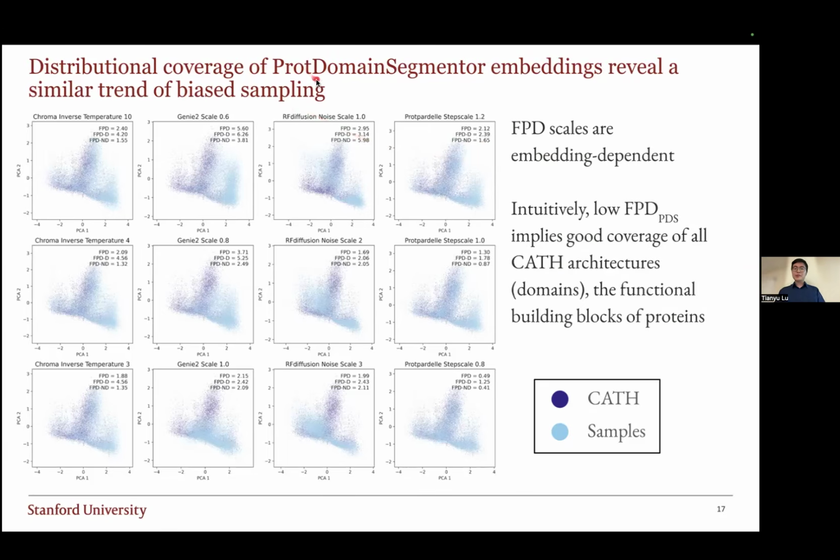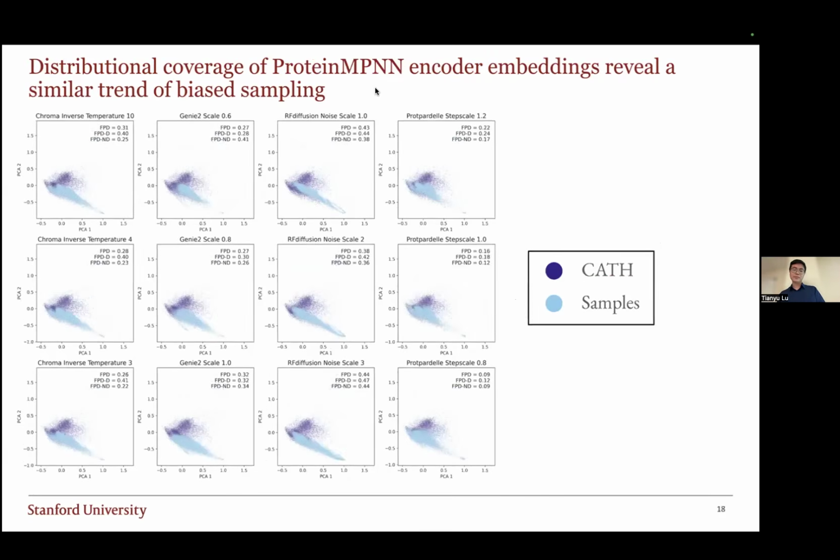But what's really interesting about this protein domain segmenter embedding is that good coverage under this representation space implies that your model can cover all functional CATH domains. CATH is this manually curated domain data set where it decomposes large protein structure data sets into these functional building blocks. So good coverage under this embedding space can mean that your generative model can sample broadly and across all functional building blocks of proteins.